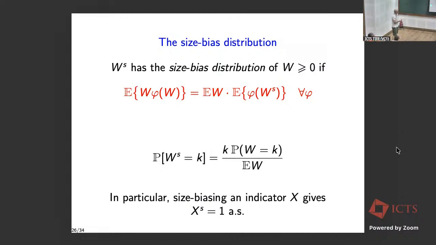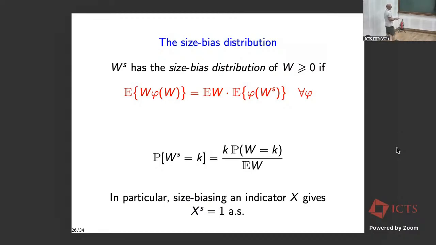And you can use this to prove that expectation of phi of WS times expectation of W can be written as expectation of W phi of W. So whenever you have W phi of W, you can replace that by the right-hand side. And you can go forth and back between size biasing and the W itself.